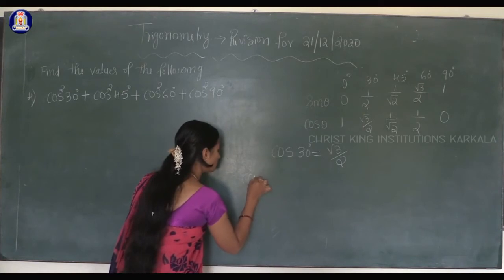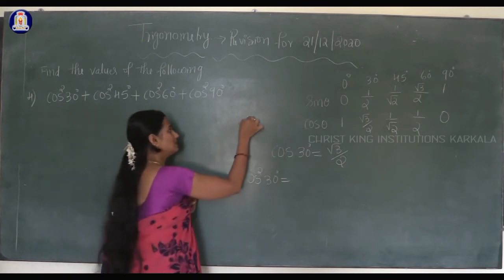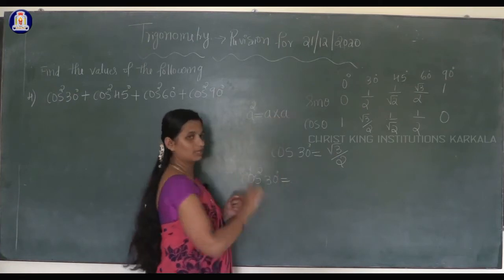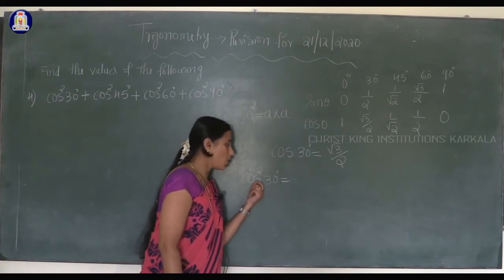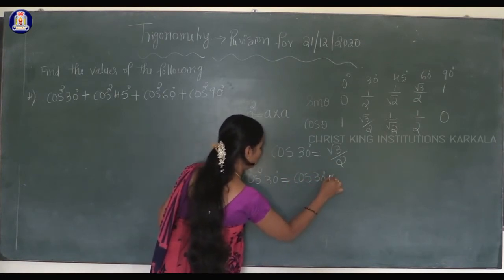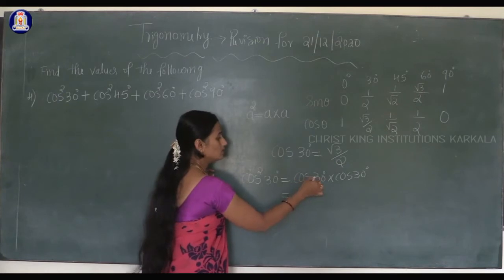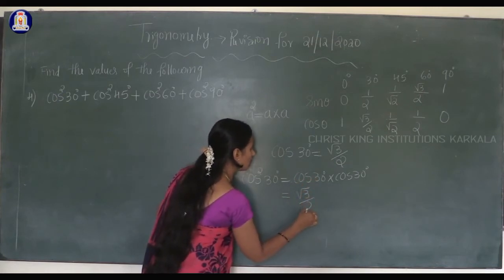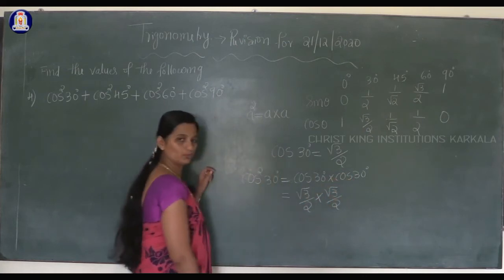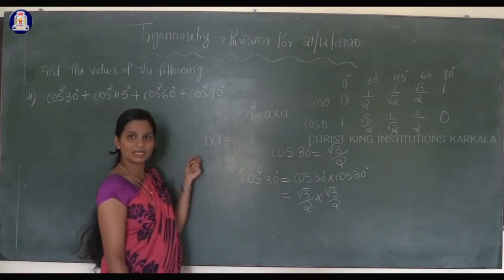So, cos square 30 degree. Cos square 30 degree means, suppose it is a square. A square can be written as a into a. Correct, no? Two times. So similarly, cos square 30 can be written as what? Cos 30 degree into cos 30 degree. Is it correct? Yes. Now, cos 30 is what? Root 3 divided by 2, into cos 30, which is root 3 divided by 2. So now, suppose it is x into x, how are we writing this one?